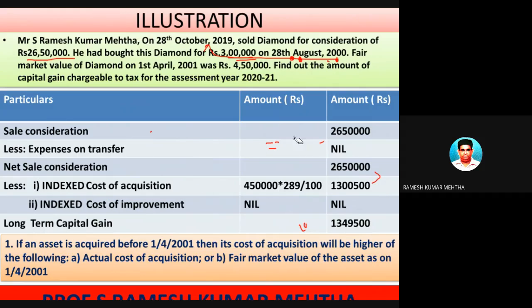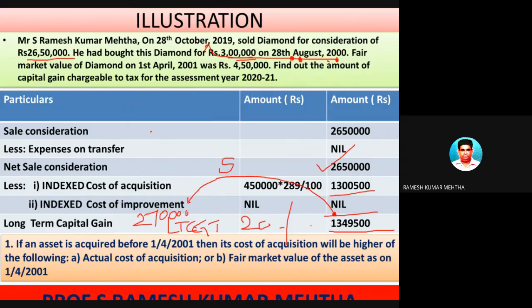So if you remove this 13 lakhs 500 rupees from the sale price, that is the net selling price, you will get a long-term capital gain of 13 lakh 49,500, and you have to pay tax on this at 20%, which is long-term capital gain tax, and roughly it is 2 lakh 70,000 rupees. So you have to pay a tax of 2 lakh 70,000 rupees, because you have made a long-term capital gain. Hope you have understood this particular point.